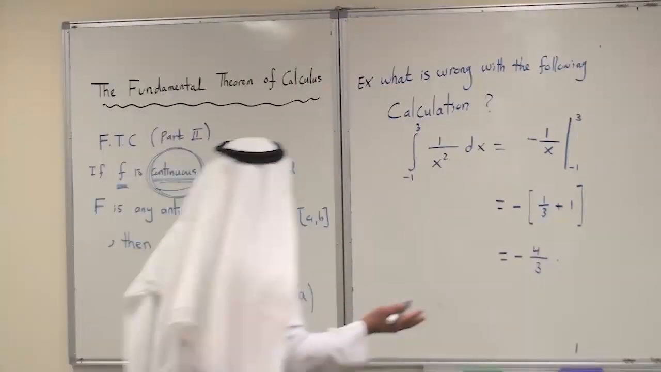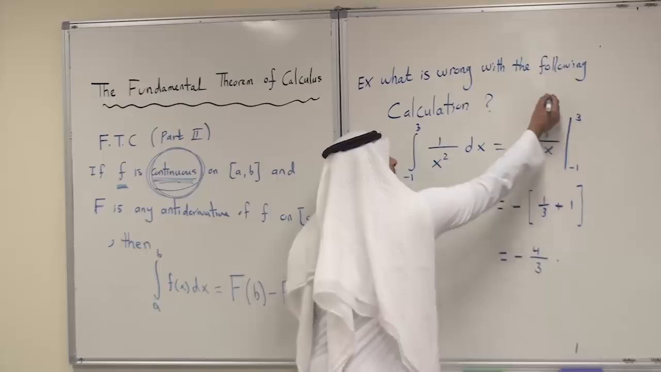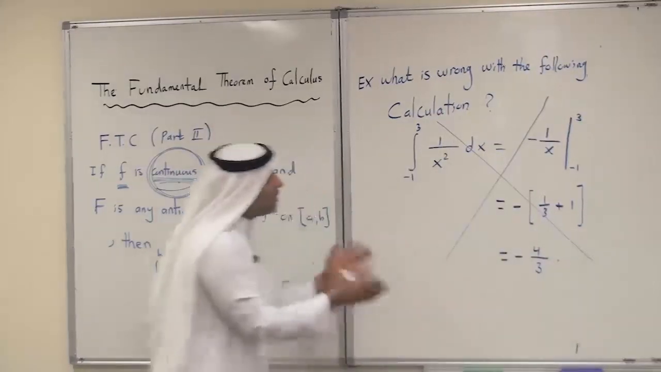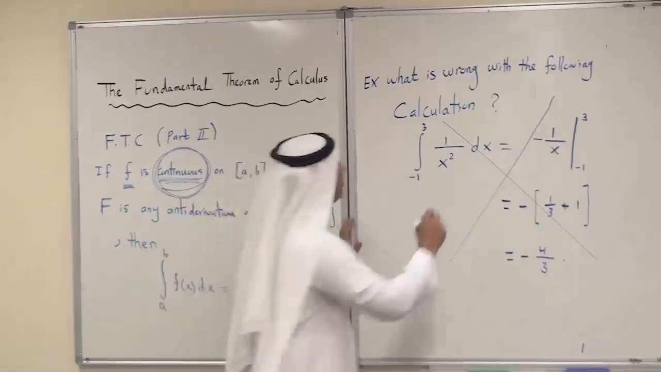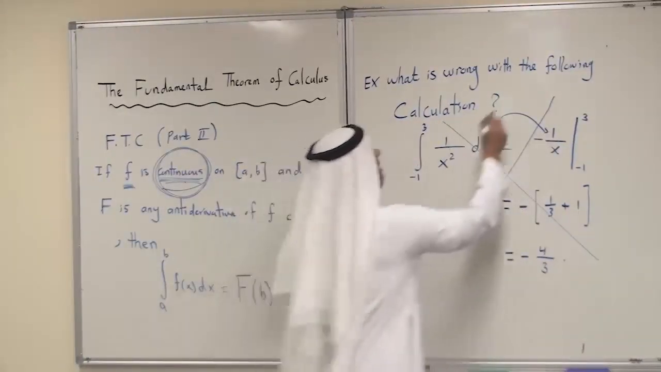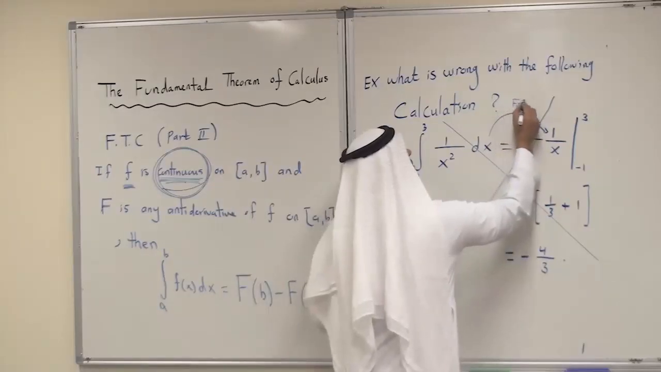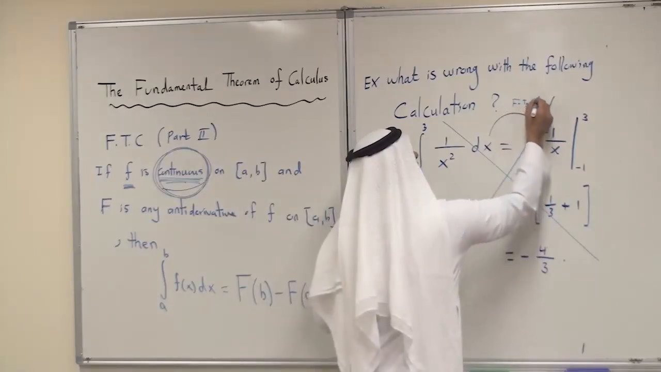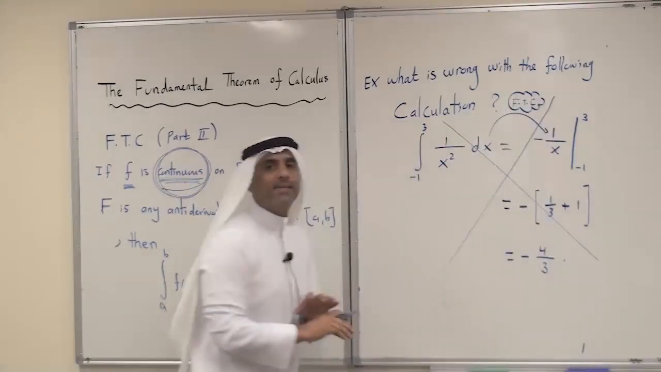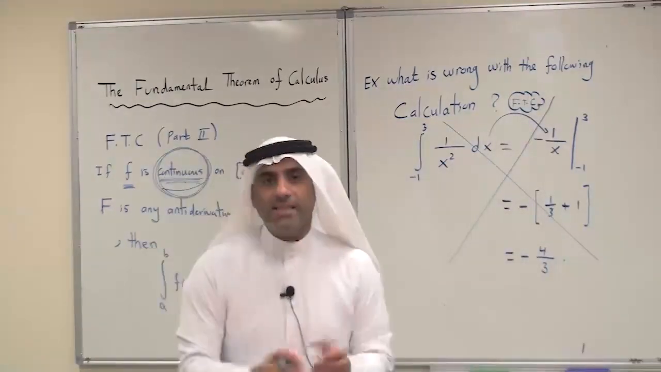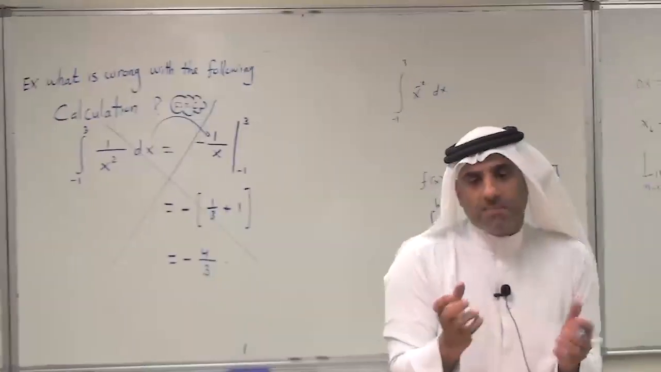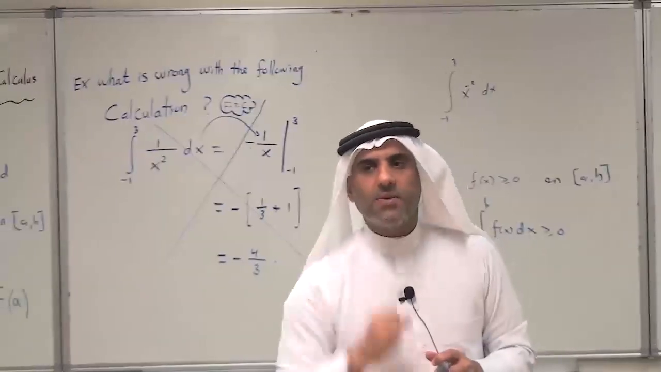So what do we have here? This calculation, all of it, is not true. It doesn't make sense. Why? Because once you move from this step to this step, what you are using is the fundamental theorem of calculus. And the question is, can we use this? The answer is absolutely no. Why is that? Because the function we have is not continuous, meaning it does not satisfy the conditions we have in the theorem.